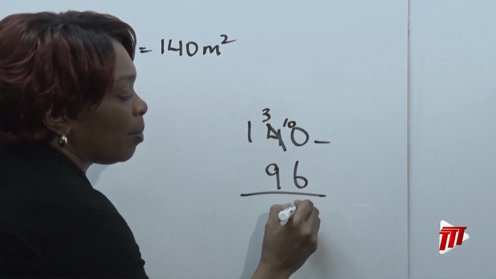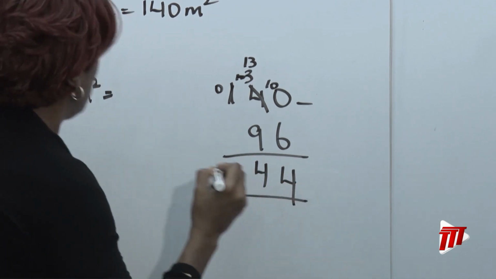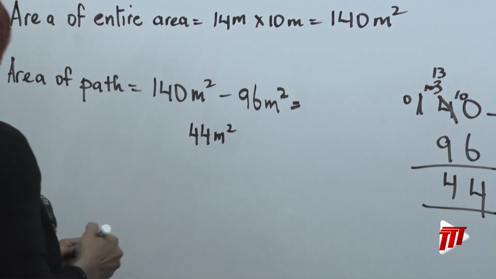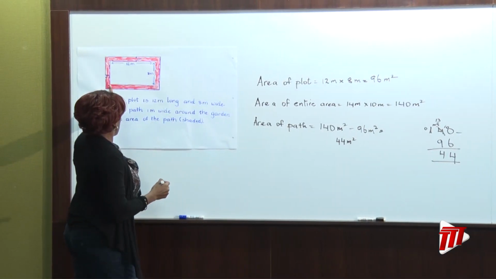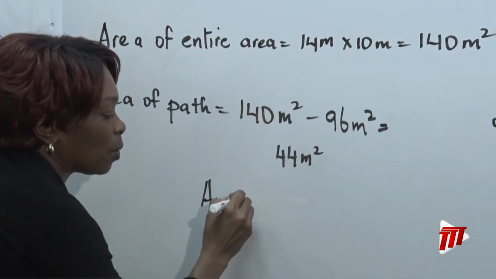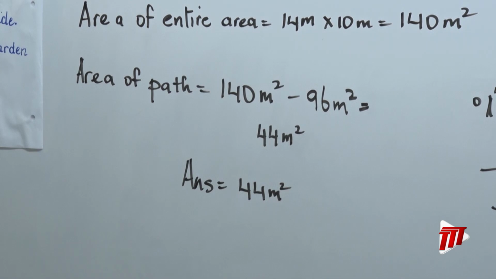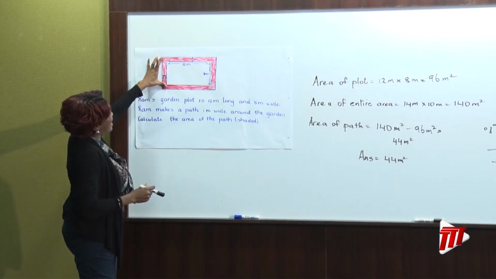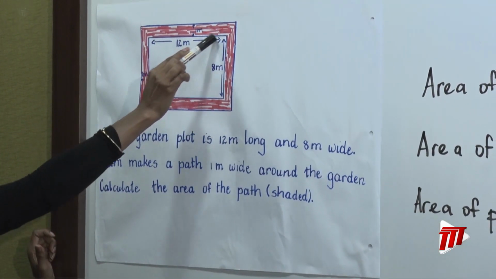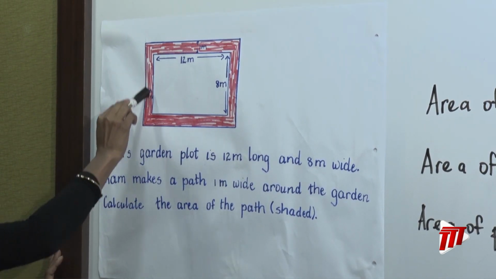Go ahead, work with me. So in truth and in fact, the area of the path would be 44 meters squared. Children, did you see what we did? We first found the area of the entire thing, the whole thing, and then we found the area of the plot. And then we subtracted both of them to get the area of the path.